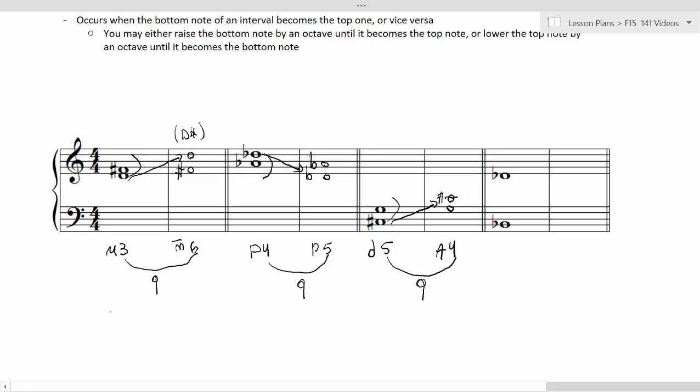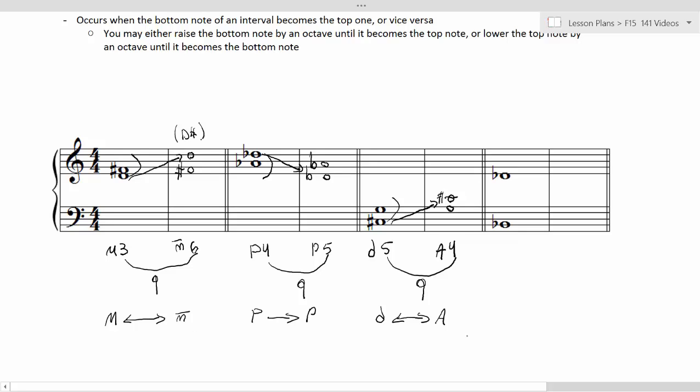Similarly, all major intervals will become minor, and vice versa. All perfect intervals will stay perfect. And all diminished intervals will become augmented, and vice versa. So when you invert a major interval or a minor interval, they swap. Same thing for diminished and augmented, they swap, but perfect stays the same. And the sizes always add to 9.